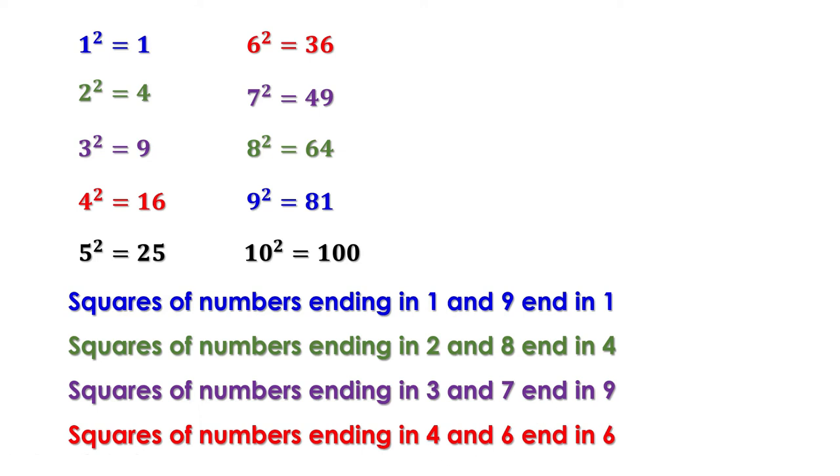We know 1 square is 1. Therefore, the squares of numbers ending in 1 end in 1. 1 plus 9 is 10. Therefore, the squares of numbers ending in 9 also end in 1. Similarly, we can understand these points also. Using this basic idea, we can find the square root of perfect squares.